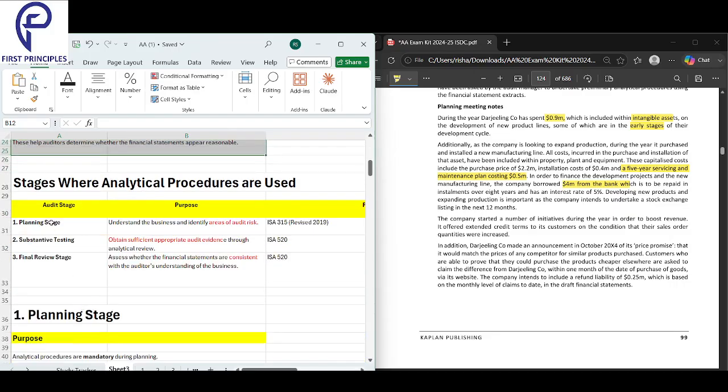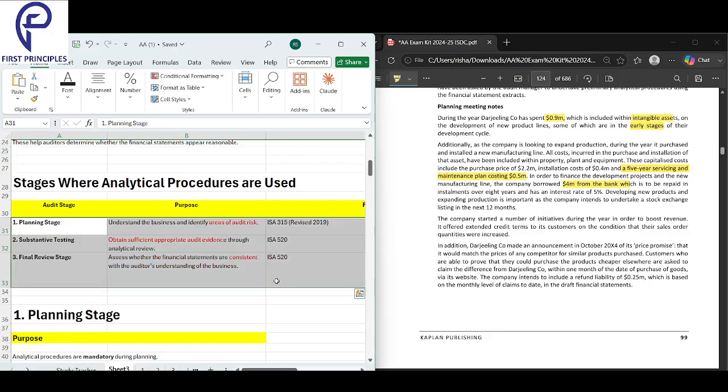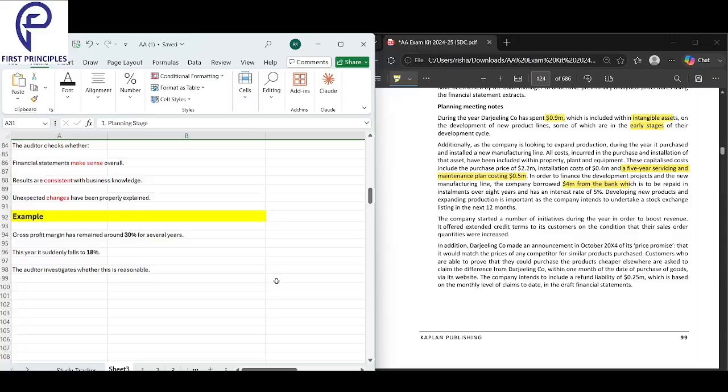Next, you use the analytical procedure in all the stages: the planning stage, the substantive stage, and the final review stage. In the planning stage, you understand the business and identify the areas of audit risk. In substantive testing, you obtain sufficient appropriate audit evidence, which you can do via analytical procedures. In the final review stage, you use analytical procedures just to ensure consistency. We looked into that in a little detail.